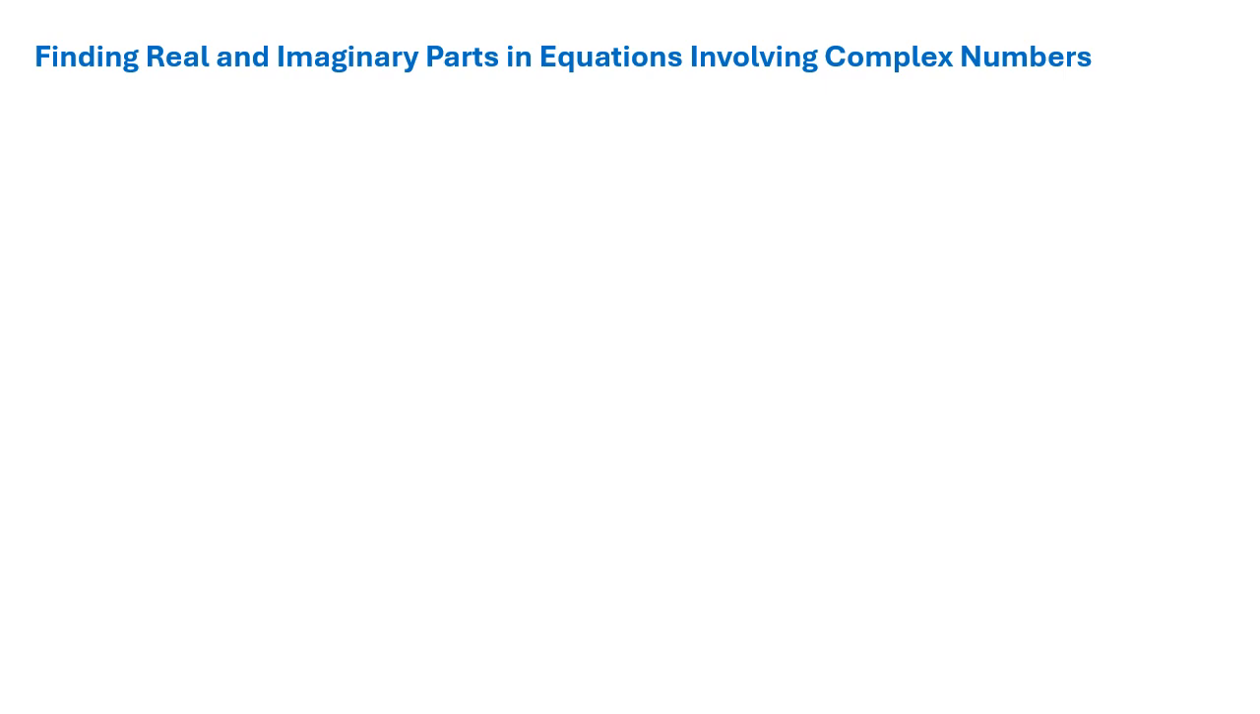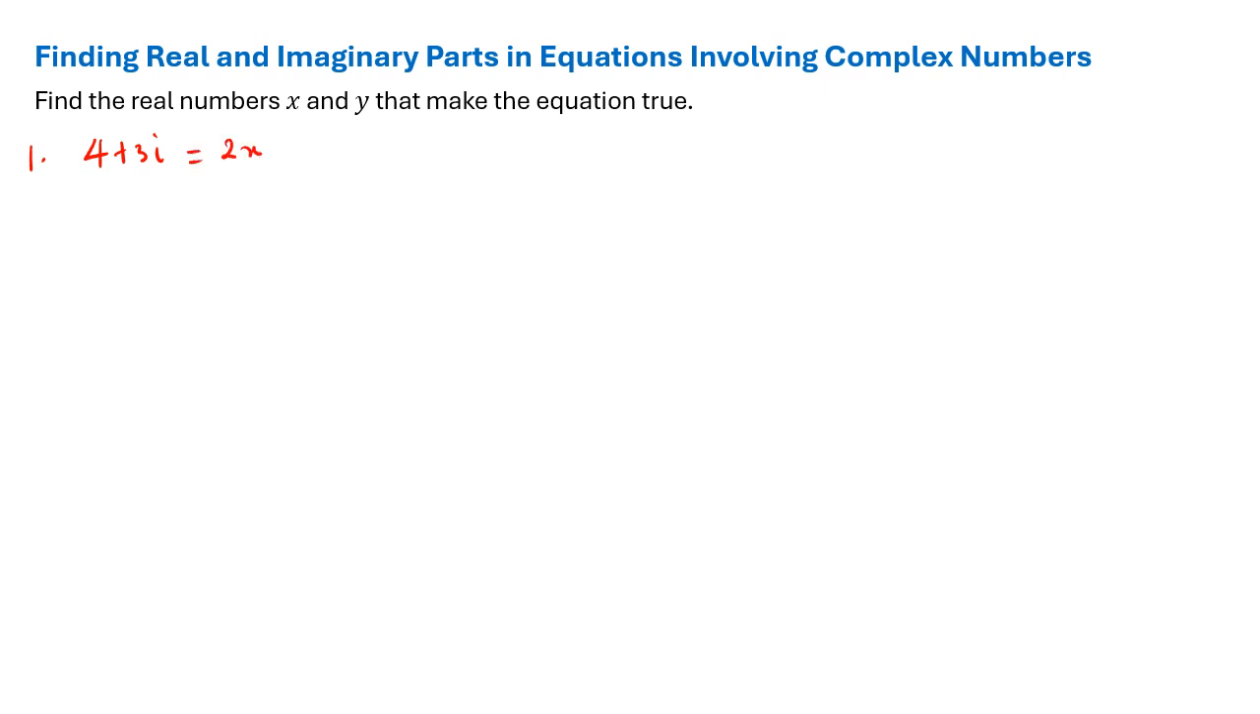In this video, I'm going to show you examples on how you can find real and imaginary parts in equations involving complex numbers. Let's go ahead and get started. Alright, let's try the first example right here. First example, we're looking at 4 plus 3i is equal to 2x plus yi.